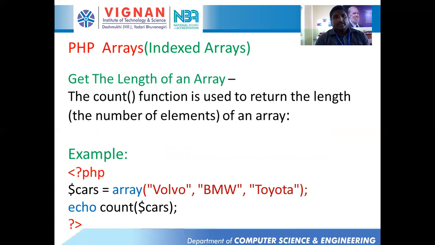Next, indexed array: the length of an array. What is the length of the array? You can find it by using the count function. So here the length of the array is 3. If you pass the cars variable to the count function, you can get the length of the array. Here, the same code we have written earlier, we are going to find out how many strings are there in that array. So the length of an array can be found by using count.